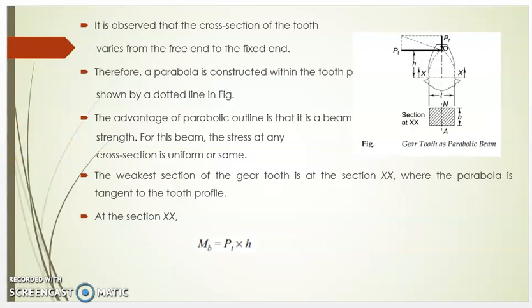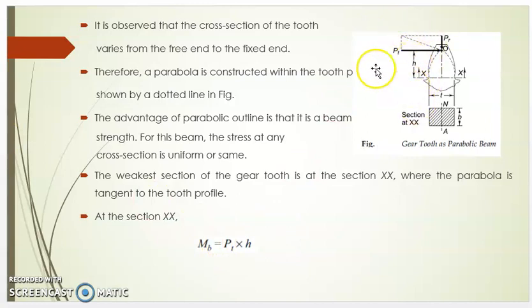The advantage of parabolic outline is that it is a beam of uniform strength. For this beam, the stress at any cross section is uniform or same. The weakest section of the gear tooth is at the section XX, where the parabola is tangent to the tooth profile. At the section XX, bending moment MB is equal to PT into H, that is this tangential load PT into perpendicular distance H.